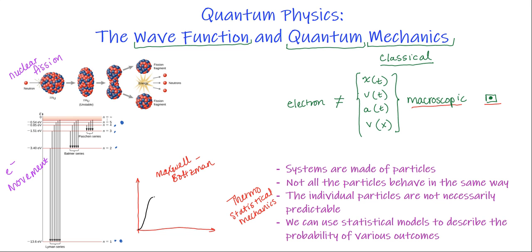So if I draw two different curves on this graph, I have this first curve, and then maybe I have a wider curve like this. If you think back, the wider curve had a lower peak, and the graph was a representation of the average speed of particles within a system of gas, and this was the probability density of particles within the gas.